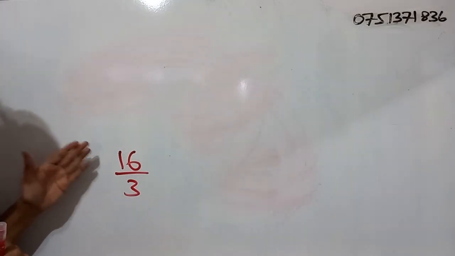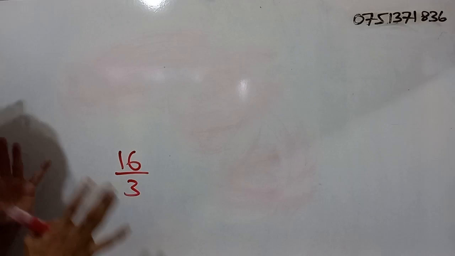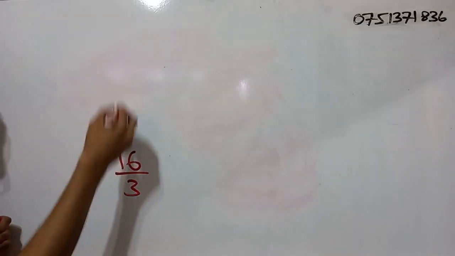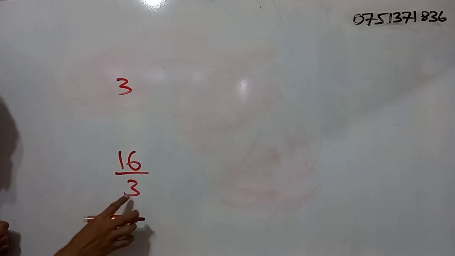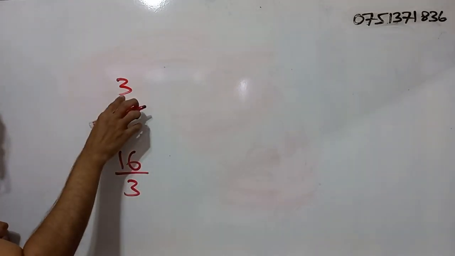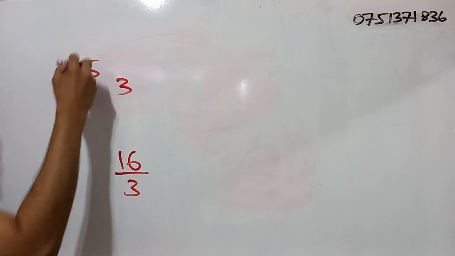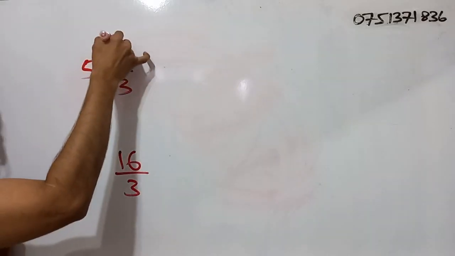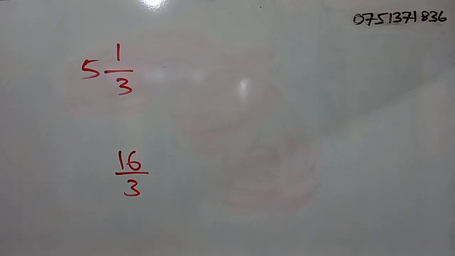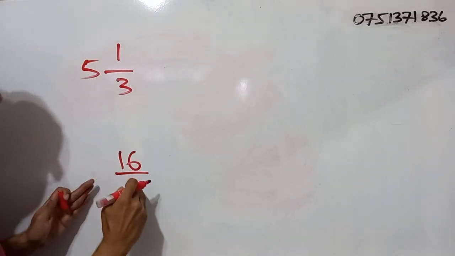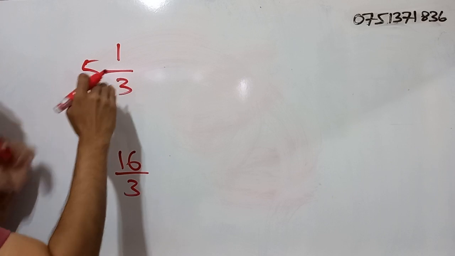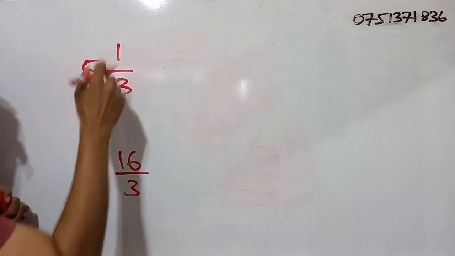So we need to convert this into a mixed number, just as before, right? So we know the denominator will be the same. So in this case, it will be 3. And we know 3 into 5 is 15. And we add a 1 to get to 16, right? So when we convert 16 by 3 into a mixed number, it will be 5 and 1 by 3.